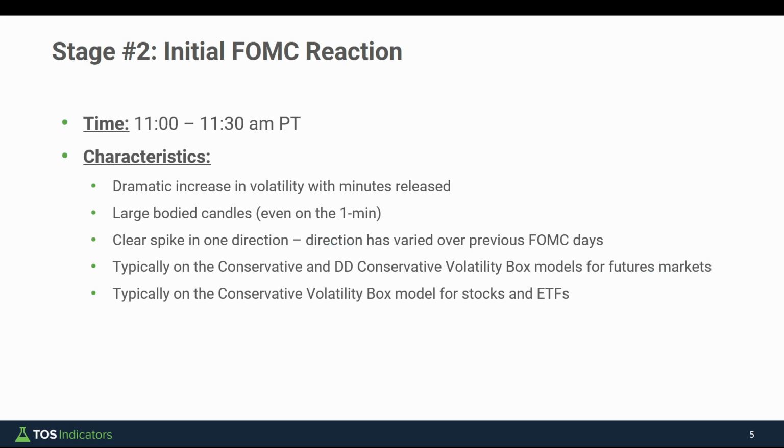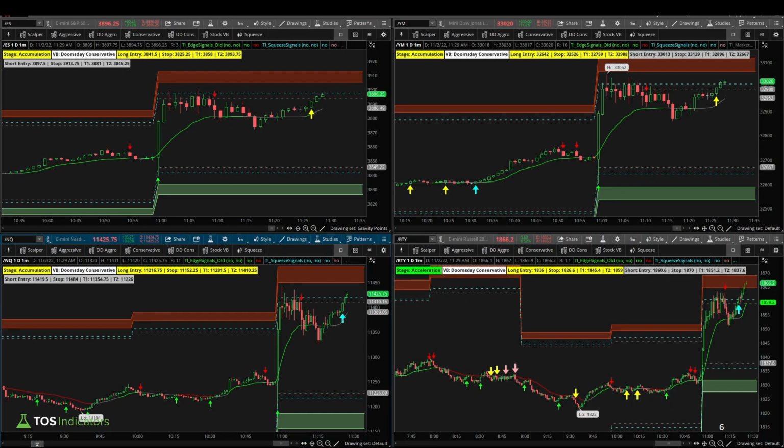Let's take a look at how stage 2 looked today. So here's all 4 of the major index markets. If we take a look to see which model each market is on, the S&P is on its doomsday conservative model. We can see price action has gone all the way up to our cyan lines, and that's where we finally found a bit of resistance. We're chopping around sideways. We have multiple touches here of the cyan line.